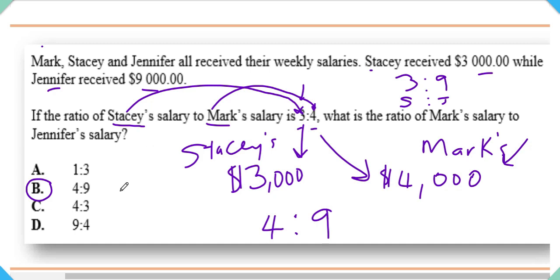Guys, I want to show you something that will trip you up. You notice that there are two answers, 4 to 9, and there's also 9 to 4. 9 to 4 could not be the answer because of the order in which we are asked to state the ratio. What is Mark's salary to Jennifer's salary? So we have to put Mark's salary first, Mark's portion first. So Mark's portion would be 4 to Jennifer's 9, right? His 4,000 to Jennifer's 9,000.